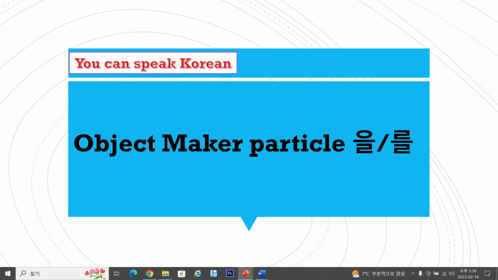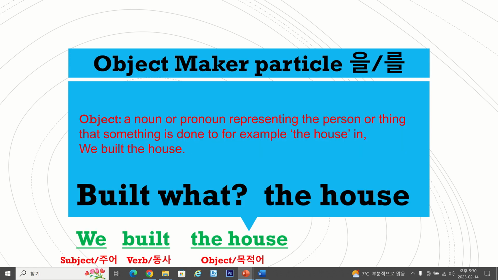As you see, today's lesson is about the object marker particle 을. Well, it's not that difficult like the 은는이가 particles. Okay, so let's check it out. What's the 을 particle? Okay, let's move on. Object marker particle 을.